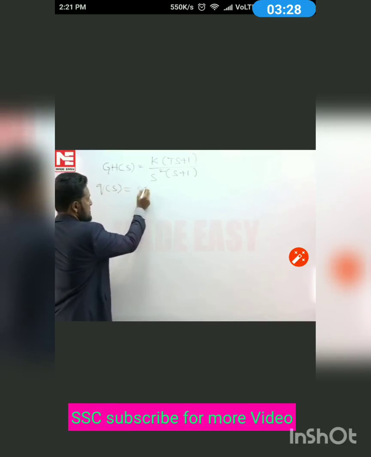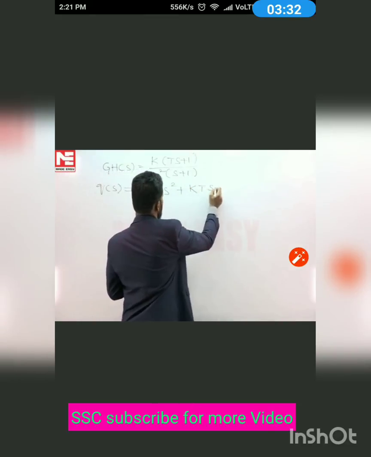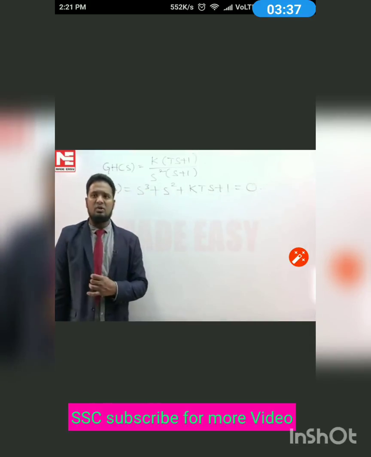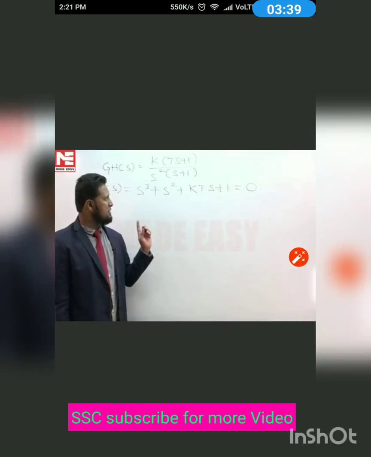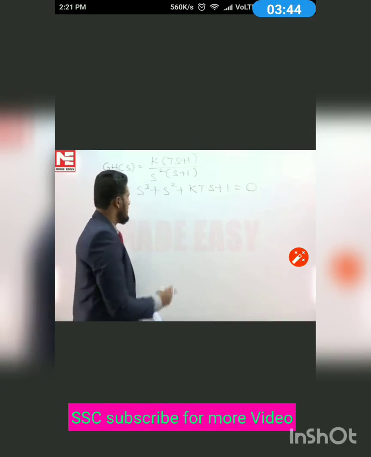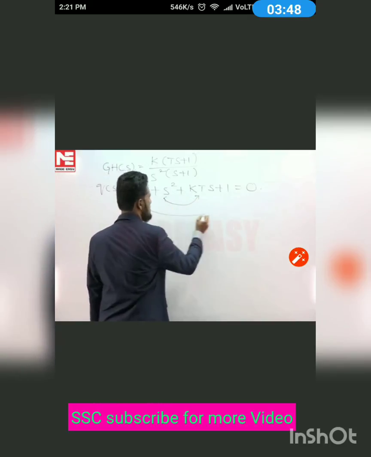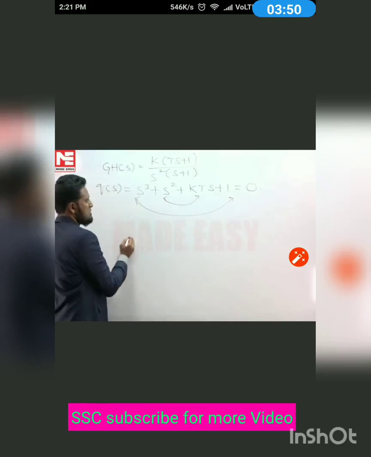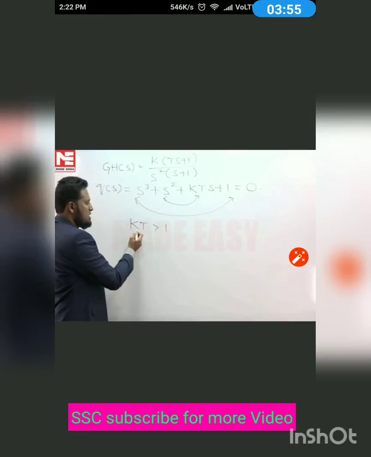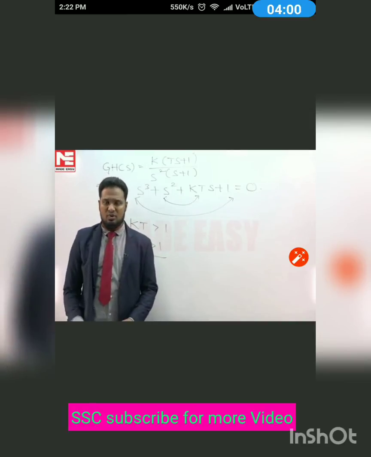The characteristic equation of the system is s cube plus s square plus kts plus 1 is equal to 0. Once the necessary condition is satisfied, that is, all the coefficients of the characteristic equation are present and have the same sign, the sufficient condition for a third order system to be stable is the product of these two coefficients must be greater than the product of these two coefficients. That is, kt must be greater than 1. Since k is mentioned to be greater than 0, now t has to be greater than 1 is the answer to the question.